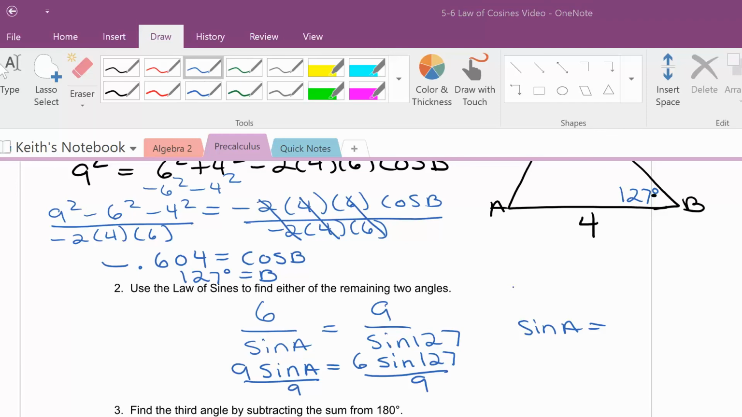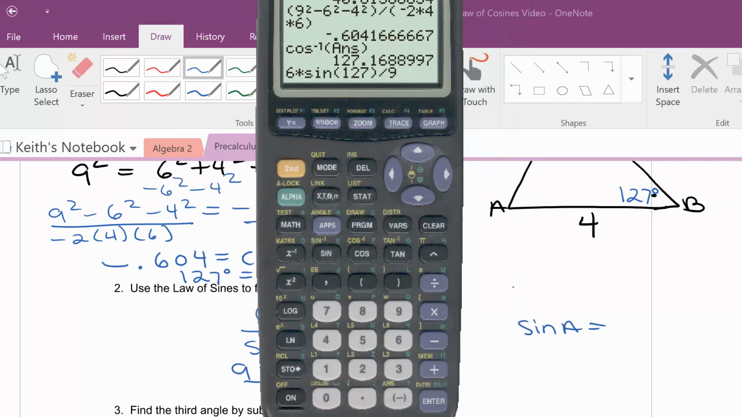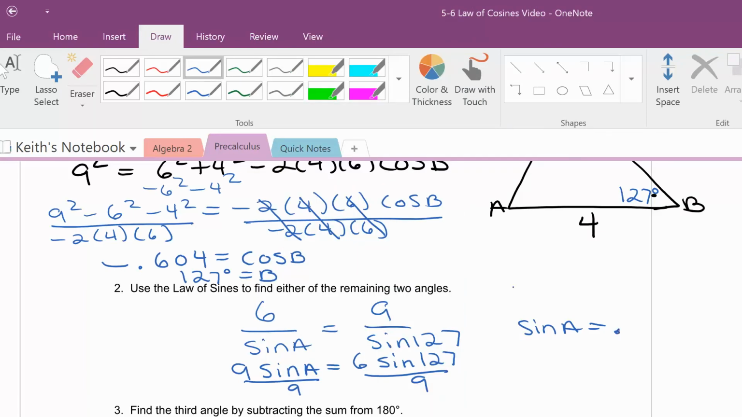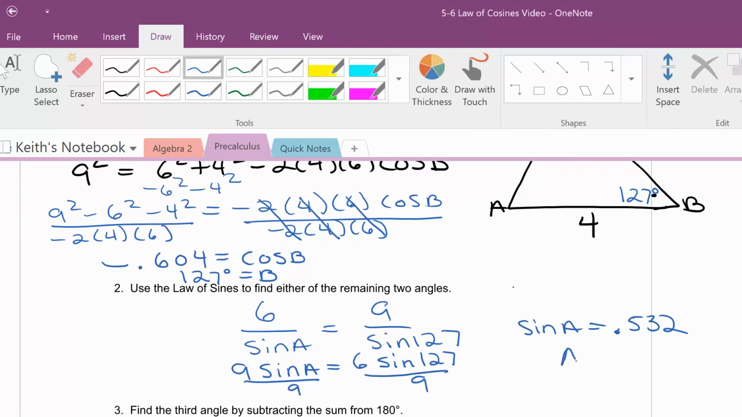So when you cross multiply and divide, you have 6 times sine 127 divided by 9. Is that? Yep. Equals 0.532. And then you take the inverse. 32 degrees for A.